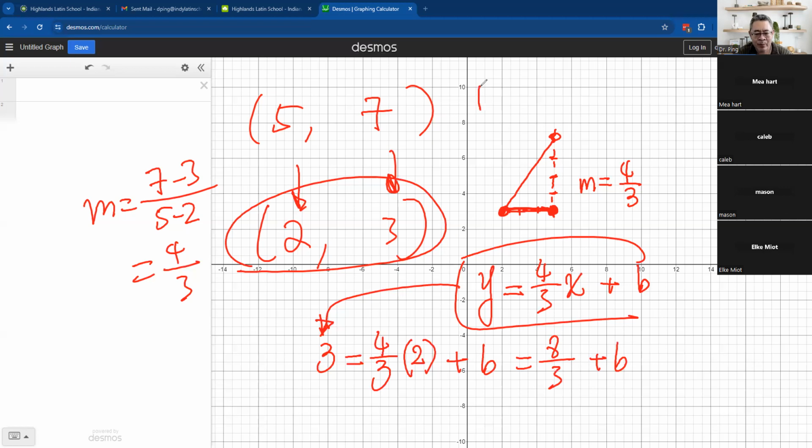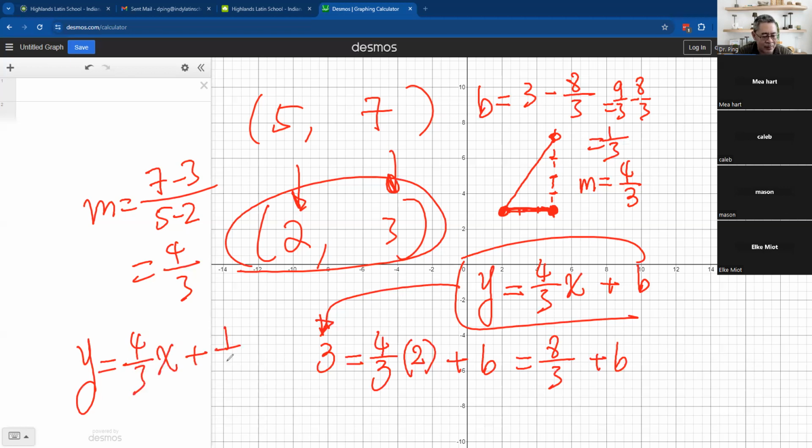Then therefore, b will be equal to 3 minus 8/3. 3 will be 9/3 minus 8/3. That's just 1/3. So therefore, we got y is 4/3 x plus 1/3. That's what we got.